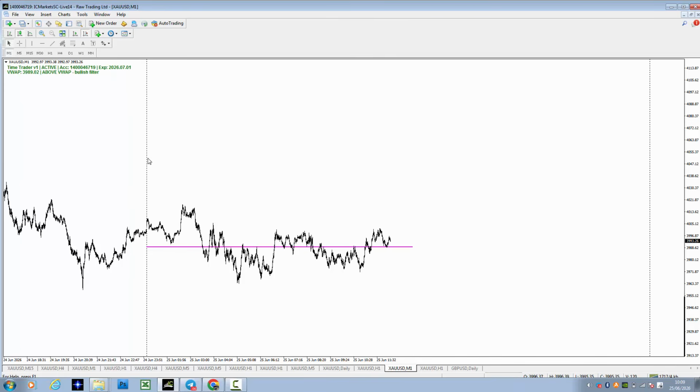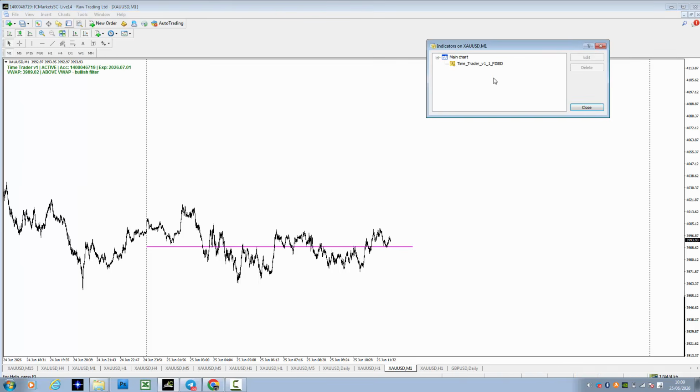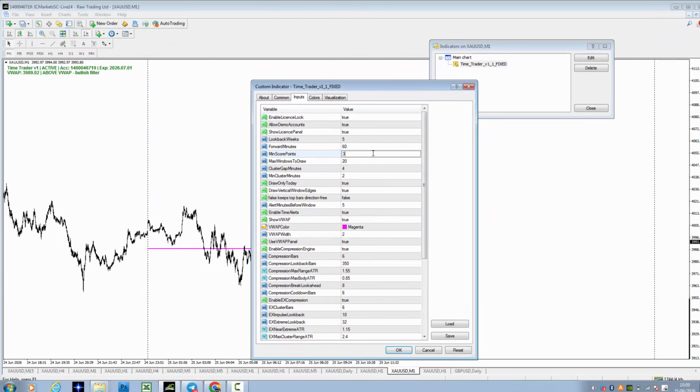Well, the first thing you need to do is find the largest move possible, and we want to know when the greatest volatility is going to come into the market. So what I'm going to do is look at Time Trader, and set the volatility limit. So that's the minimum score in points. I've got it set to 4,000, which is 40 points. So it hasn't found any 4,000 or 40 point moves. So let's try it 35.